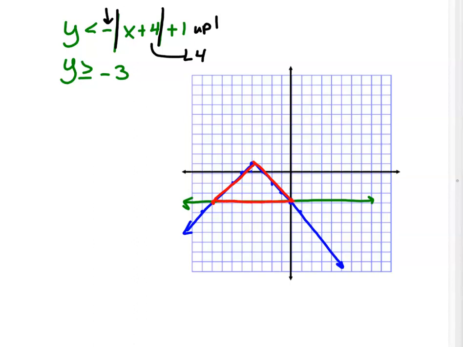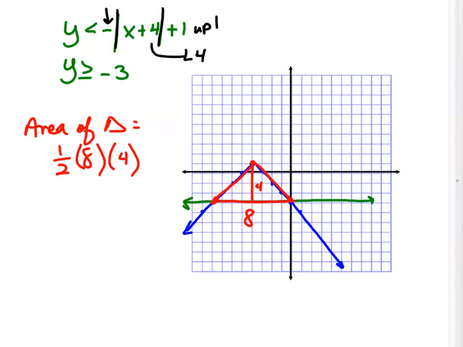All right, we need to find the area of that space. So the area of our red triangle is 1/2 base times height. Our base, if we count squares from here to here, is 1, 2, 3, 4, 5, 6, 7, 8. Our height is from here down, which would be 4. So 1/2 times 8 is 4, and 4 times 4 is 16. The space inside that red triangle is 16 square units.